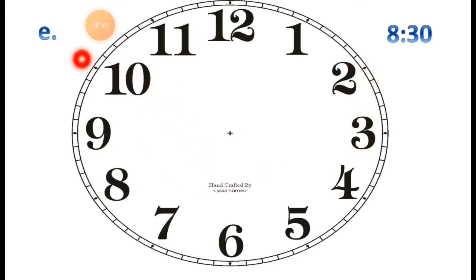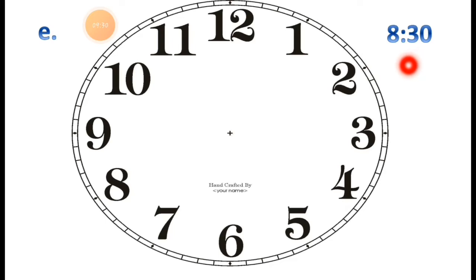Now the next clock I have for you is clock number E. Here is clock number E. The time given is 8:30. The hour is 8. So where do I have to draw the short hand? Between 8 and 9.